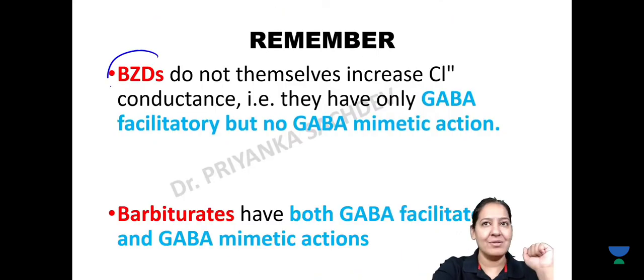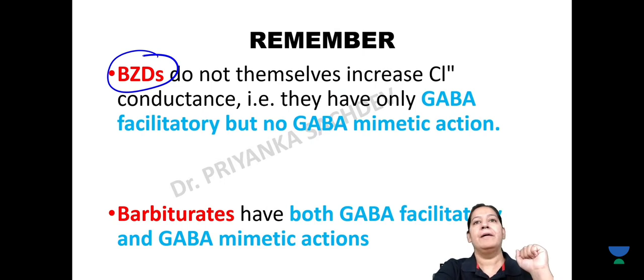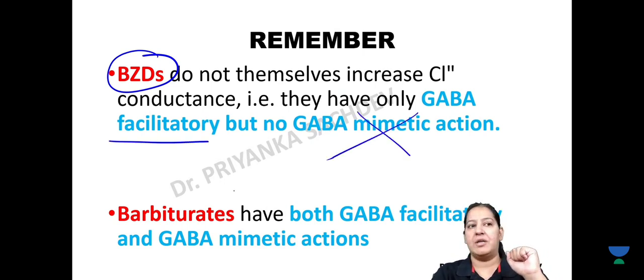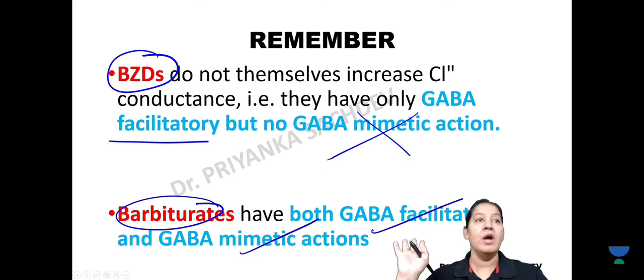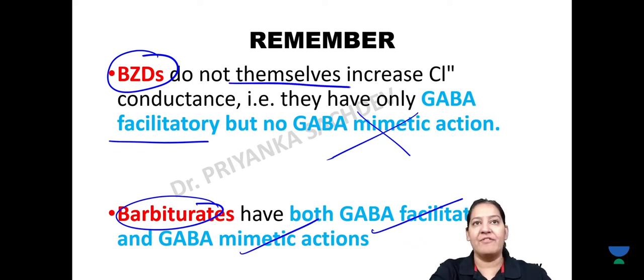So benzodiazepines have only GABA facilitatory action but no GABA mimetic action. In contrast to barbiturate, they have both actions: GABA facilitatory also, GABA mimicry also. Here benzodiazepines themselves do not cause anything to the chloride channel. They ask GABA to do that. Have you got it?